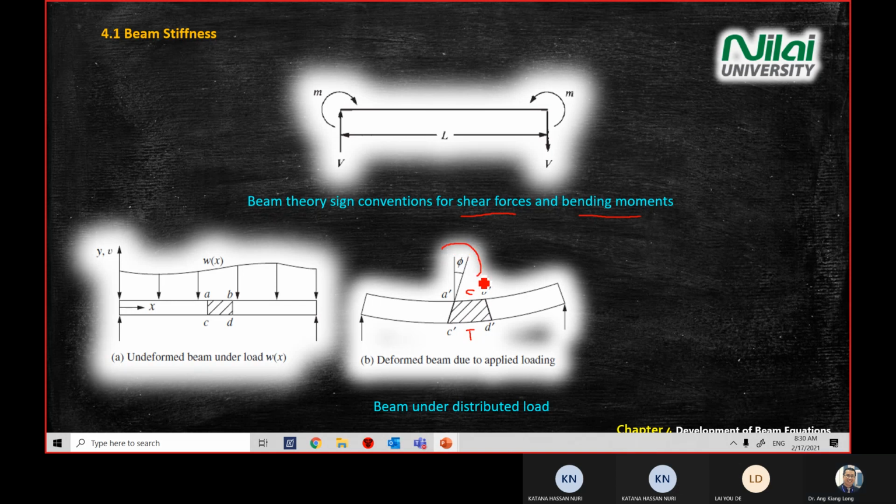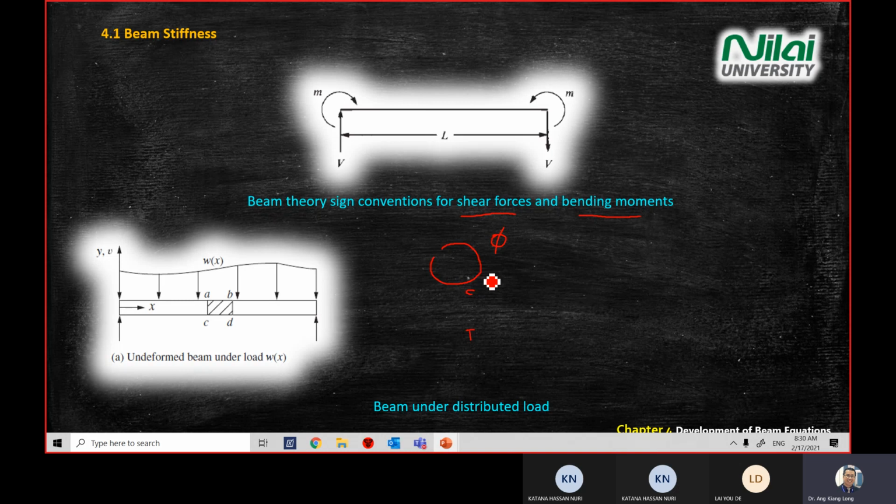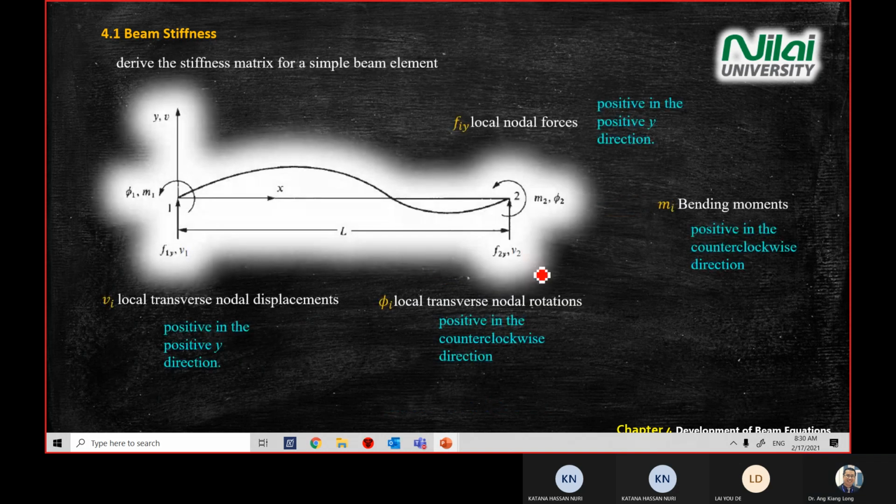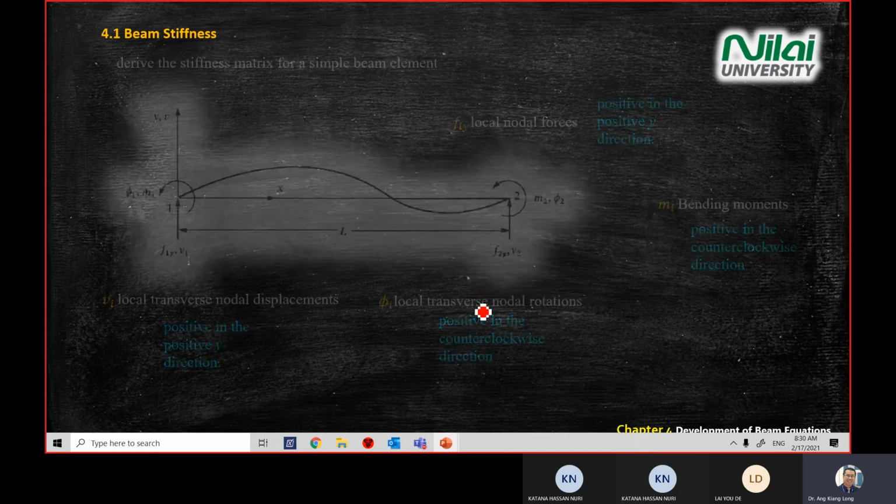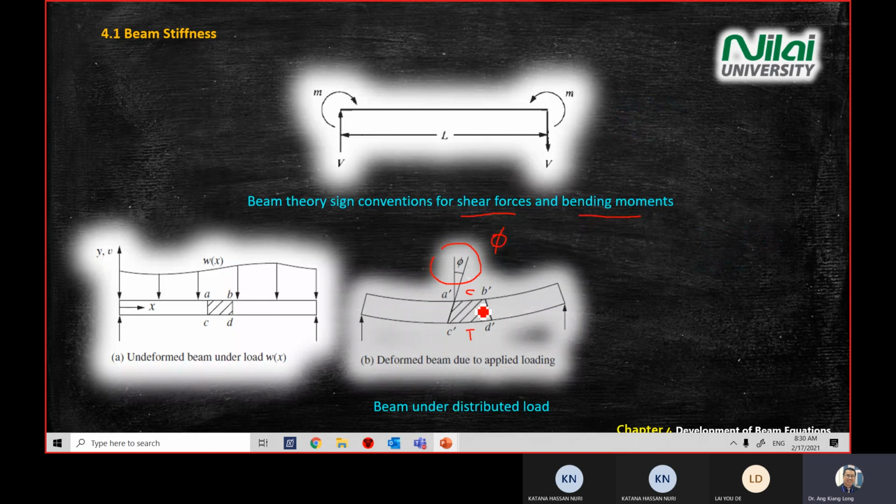And then we have a deformed angle here. We used phi just now. This is what we call the local nodal rotation angle, right? So it's a transverse rotation. These slides will tell you what transverse rotation is. So this is the angle phi here.